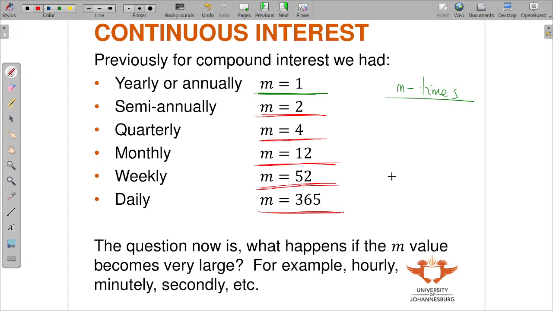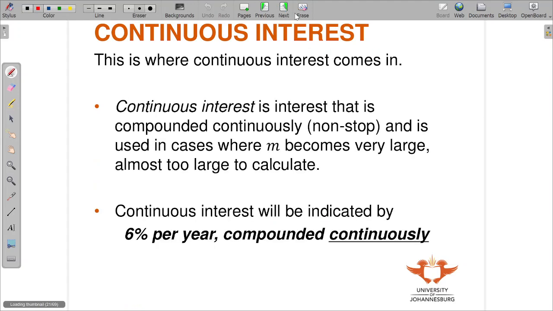But what will happen if m becomes very large? Maybe we are compounding hourly, or by the second, or by the minute. That is what brings us to what we call continuous interest. In this one, we are talking about compounding continuously. Compounding continuously means we are compounding non-stop, and it's used when m becomes very large.